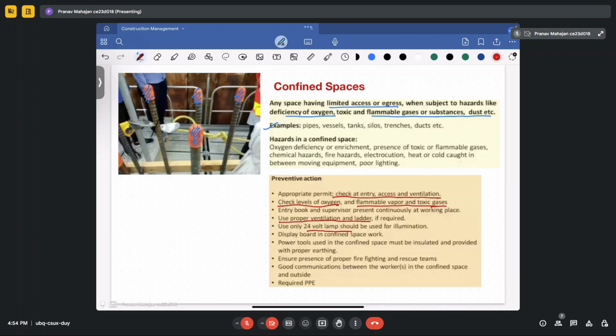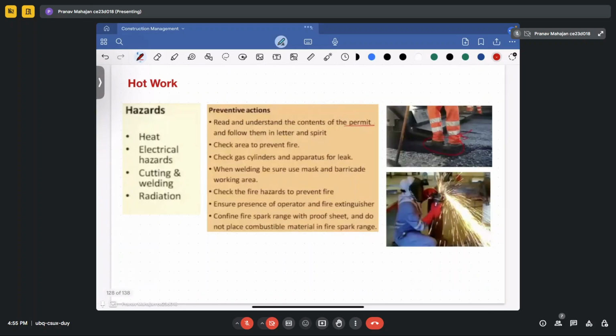Fifth is the use of a 24-volt lamp for illumination purposes. Another is a display board that tells people that work in confined spaces is being carried out. Otherwise, people might fall into such small traps, leading to the death of the individual. Another is that power tools used in the confined space must be isolated and provided with proper earthing. Another is the presence of firefighting equipment and rescue teams on alert when such work is to be carried out. And next is providing personal protection equipment.